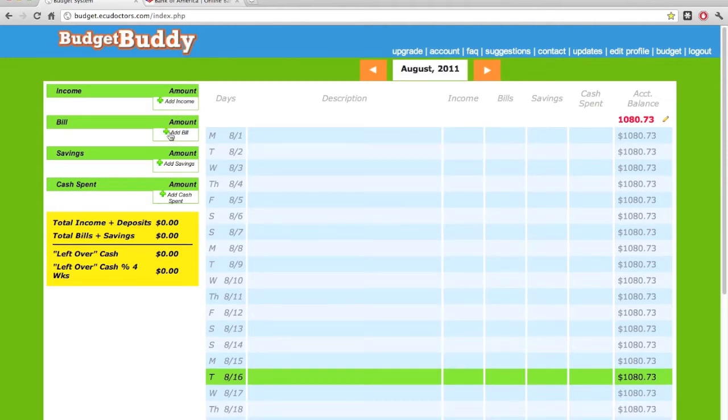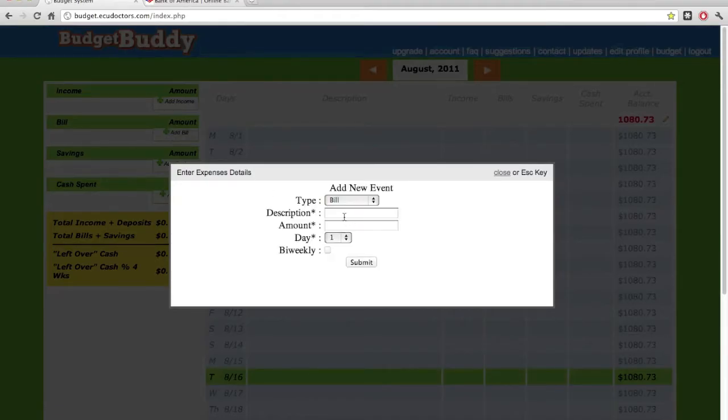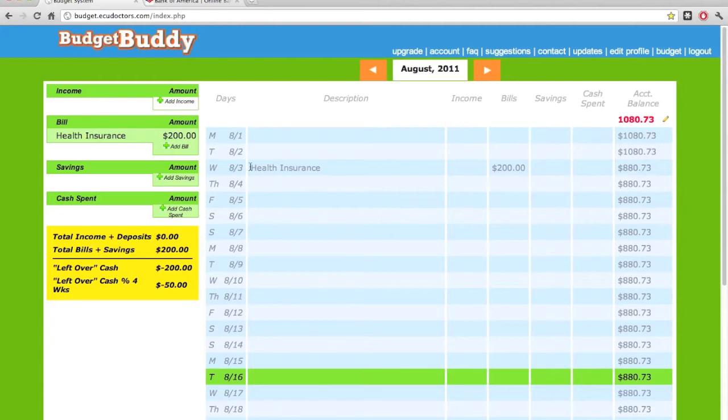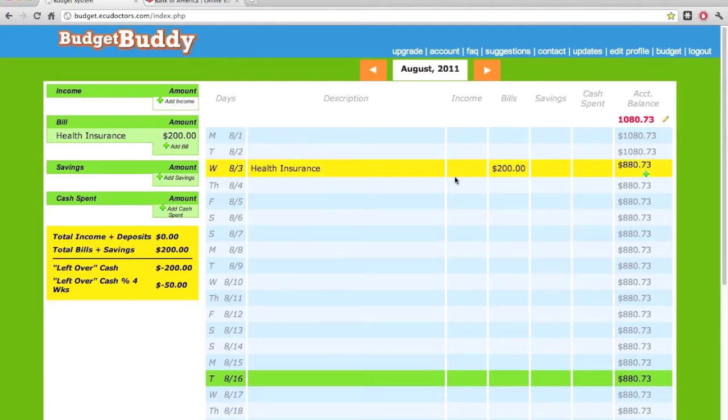Let's say that I want to add a bill, and I pay my health insurance. I pay that on the 3rd of every month, and that is $200. So I just type in the description, the amount, and then the day of the month that I pay that, and because it's a fixed expense, it's going to show on the 3rd of the month, $200, and it's deducting it from my account balance.